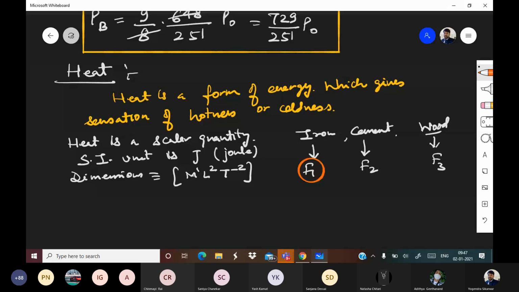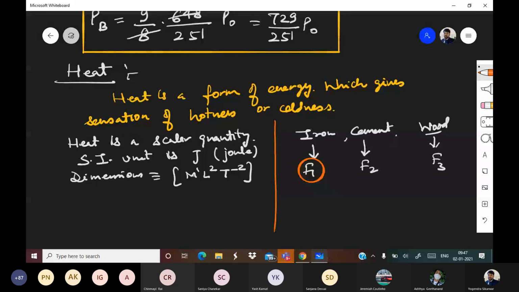Now, just to give you one piece of information: all three, whether it is iron or cement or wood, are at the same temperature. But your senses are saying that the iron one is cold, then the cement one, and the least cold is wood. So what is happening in this case? In this case, your senses are deceiving you.